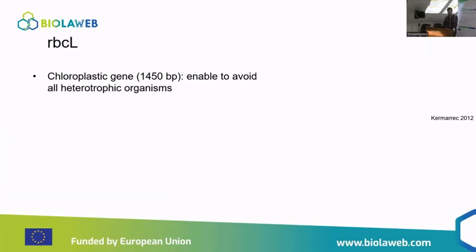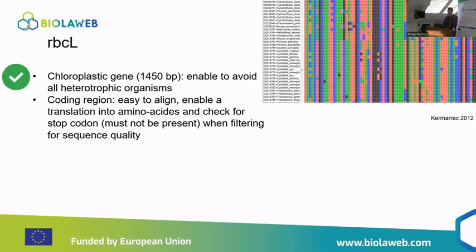So let's continue the market. RBCL, just to remind you, is a chloroplastic gene of 1,450 base pairs. The good point is that it enables us to avoid all heterotrophic organisms. We only focus on phototrophs. So this is a good point. It's a coding region, so you can find it here again in an alignment. We have our species names. Here, for instance, we have some Cyclotella species, and so on. You have your sequences and we align them.